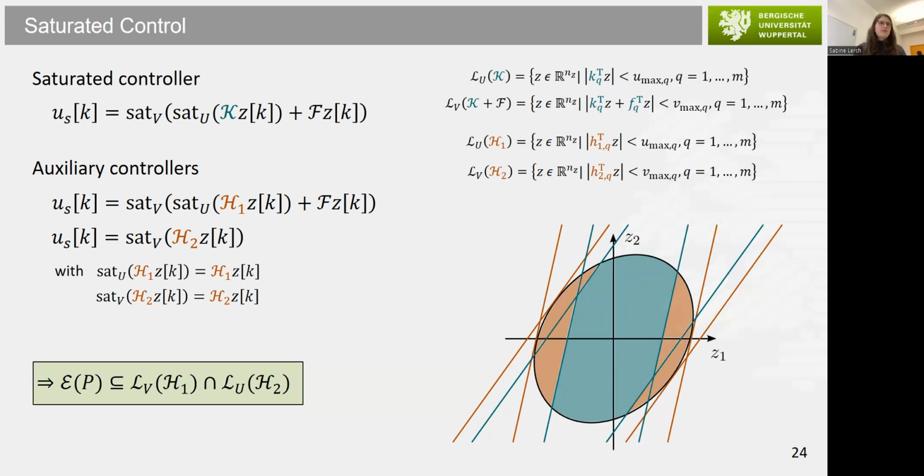But in the orange areas, which should also be inside the domain of attraction, K would lead to a saturation. And then this would be the condition to guarantee the placement of the ellipsoid. And as you can see, it only depends on H1 and H2. So how can we guarantee stability by that?